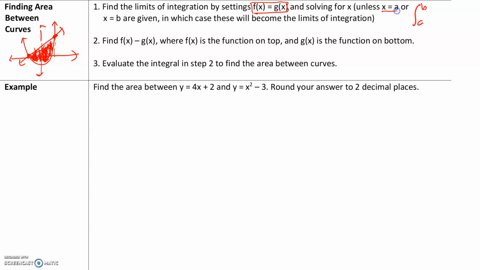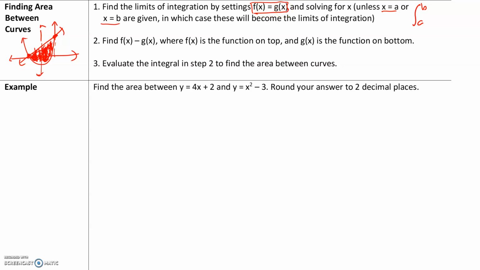Sometimes you'll be given x equals a and x equals b. Sometimes the problem will state, find the area between the curves, specifically between this x value and this x value, in which case you would use those as the limits of integration. Otherwise, you would find the intersection points by solving this equation.